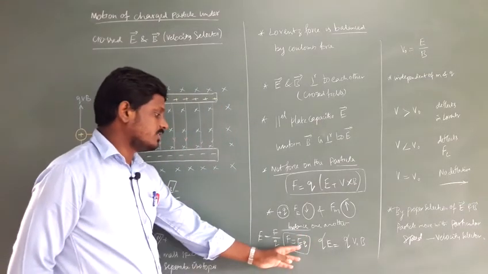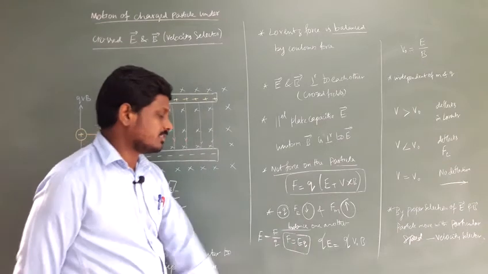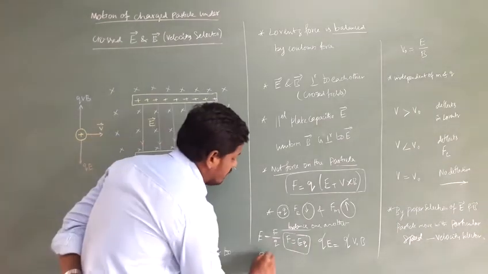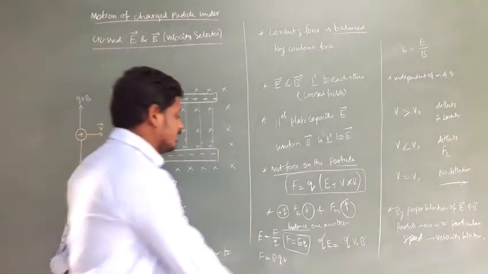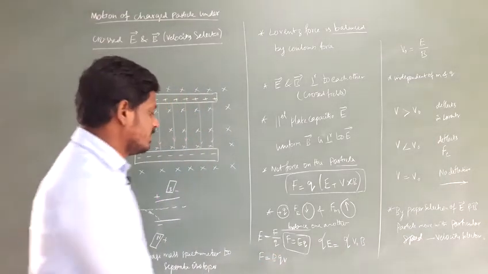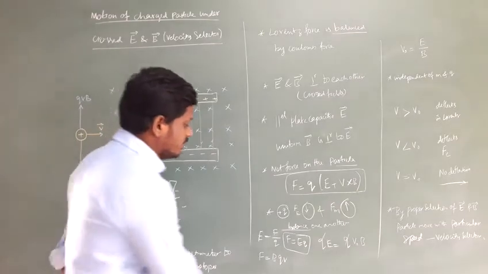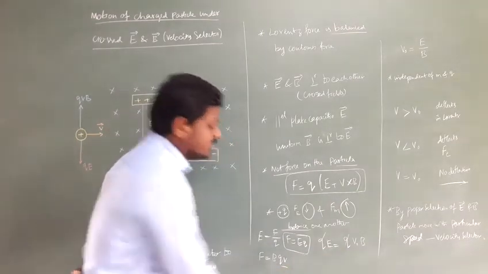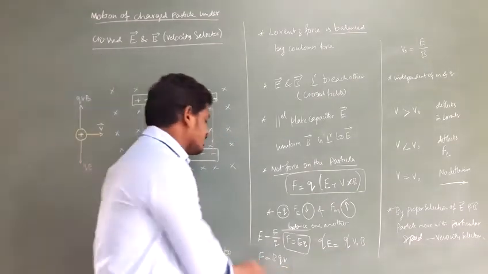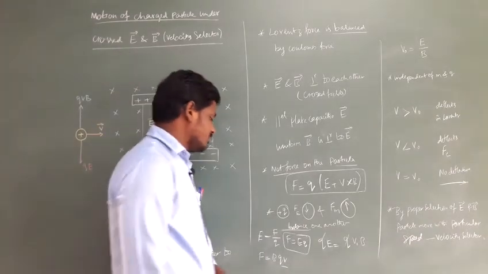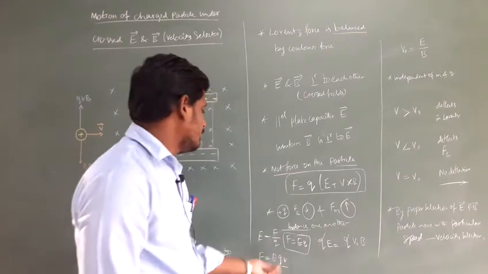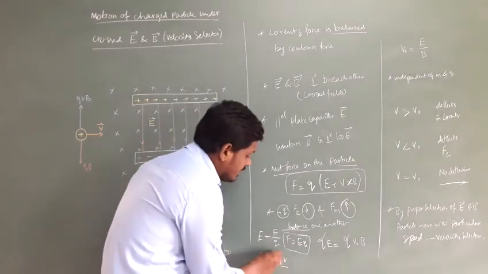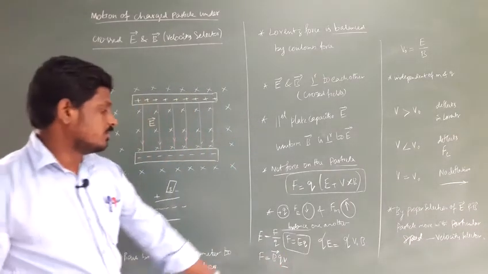So the electric force is EQ or QE, both are the same. Then the magnetic force: F is equal to BQV sin theta. If the angle between B and V is 90 degrees, then F is equal to BQV. V is the velocity of the particle. The force F is the magnetic force on a particle moving with velocity in the magnetic field. So the magnetic force is produced due to the magnetic field.